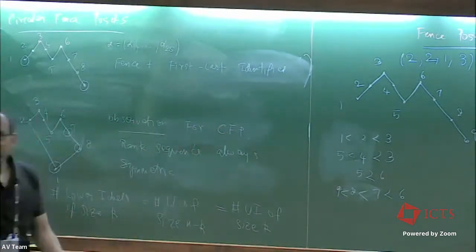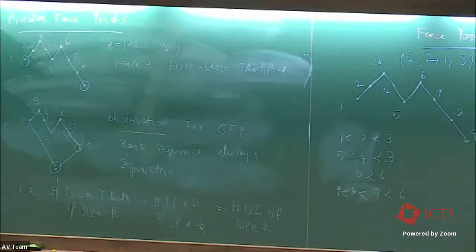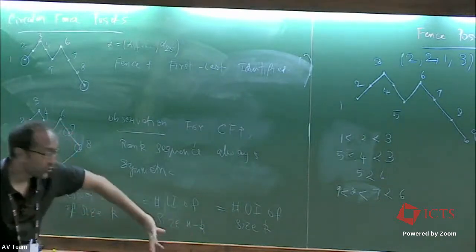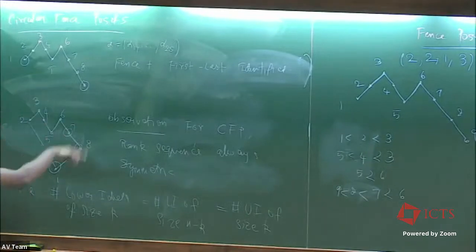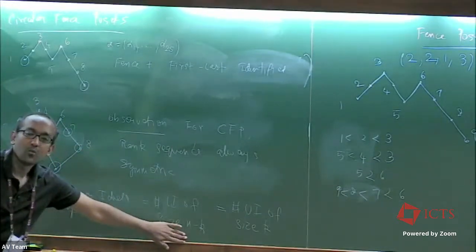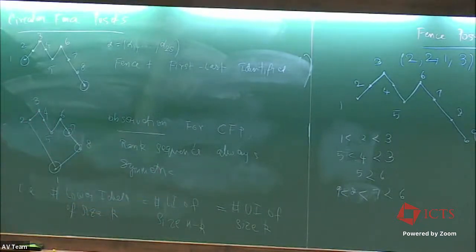Okay, so it's very simple. You have the circular fence poset, you have the lattice of lower ideals, you have the lattice of upper ideals, and the rank sequences are the same. But upper ideals need not be of the same size as k, in general. This is of size n minus k, so you take the complement that will have size k, where n is the total number of nodes, everything excepting this. So what is left over? The remaining k elements.